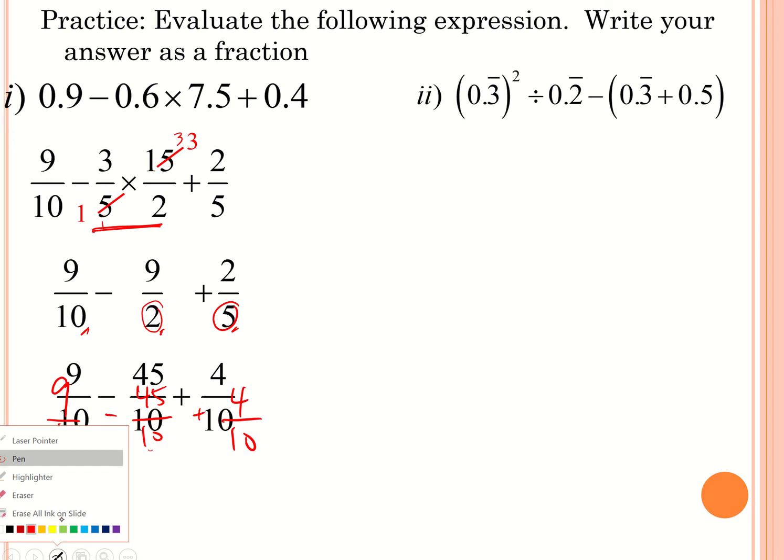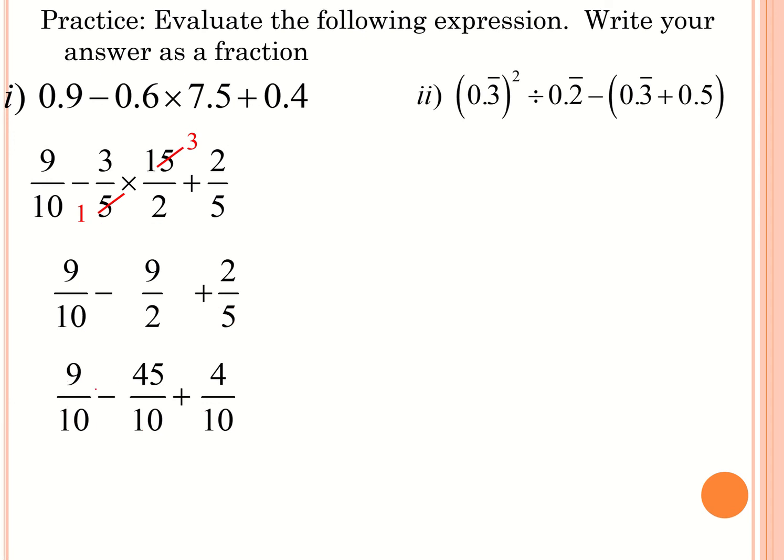After this, when you have a common denominator, you subtract. You have a minus sign and a plus sign, right? Whenever you have adding and subtracting, you go from left to right. So you go 9 minus 45 first.